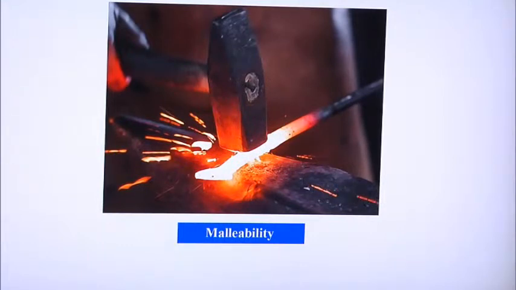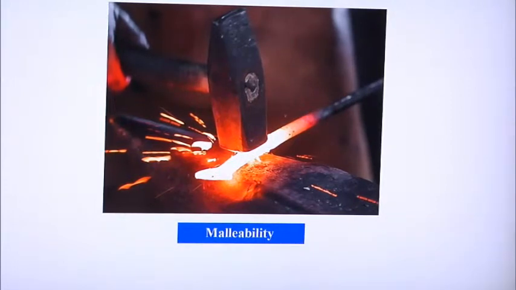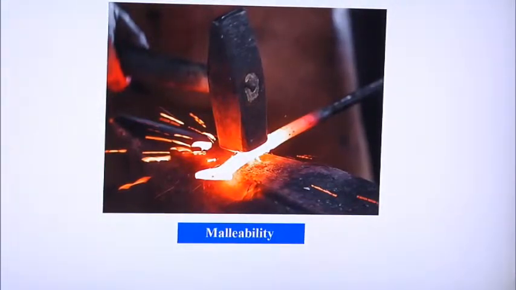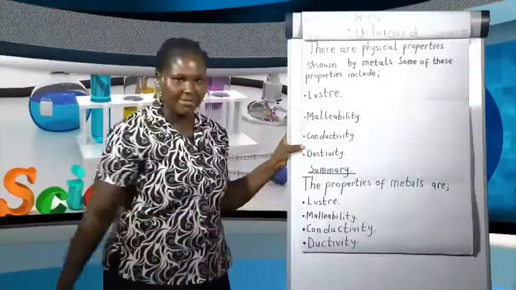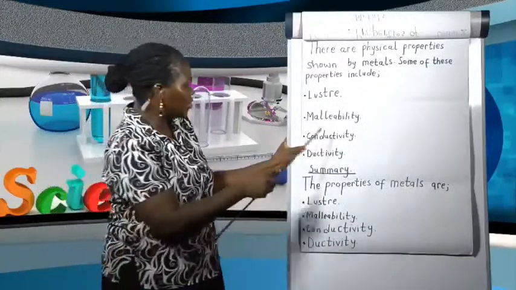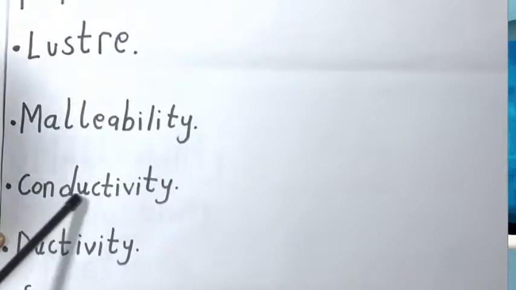The blacksmith made them. So they show the property of what? Malleability. And it means the metals can be beaten, they can be shaped into another material. So when metals are put in fire, they become very soft, and you can beat it, you can use it to make so many materials. It shows the property of malleability. Children, let's look at another property, and we call it conductivity.